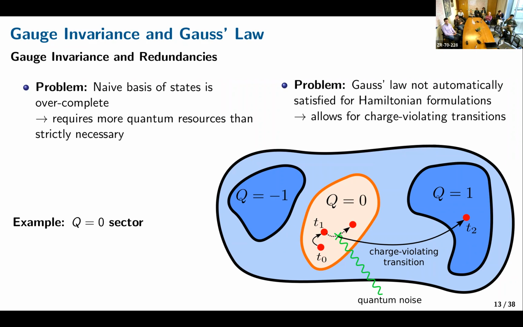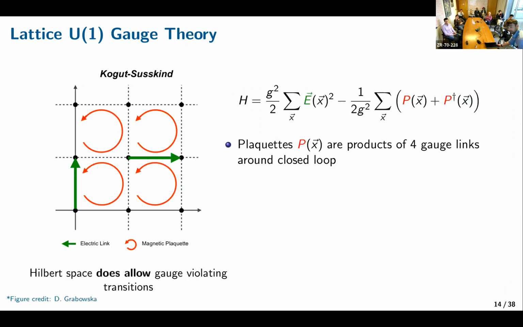One example of such a Hamiltonian is the Kogut-Susskind Hamiltonian. This was one of the first Hamiltonians written down for a gauge theory. It's formulated in terms of electric links, which connect the sites of your lattice, and it's also formulated in terms of plaquettes. These plaquettes are just products of gauge links around some small closed loop in the normal definition.